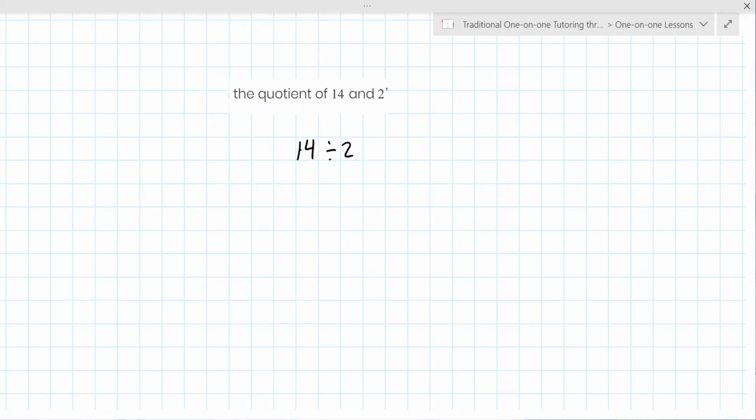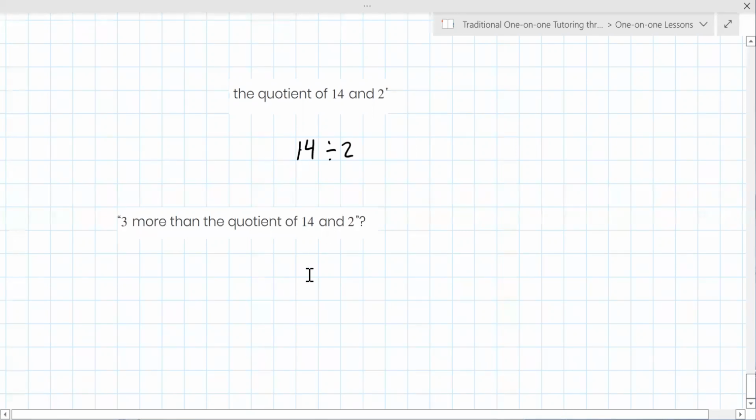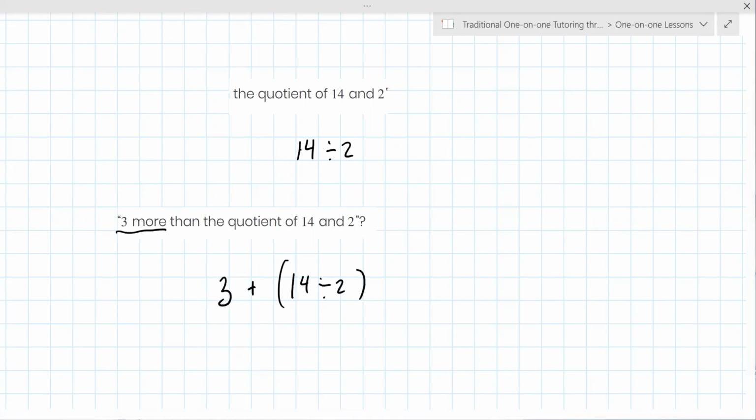And then the last part here is when it says 3 more than the quotient of 14 and 2. So you have to first do the quotient, and then what do you do next? You add 3. So 3 plus, like that.